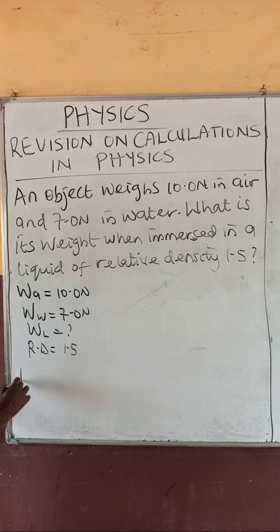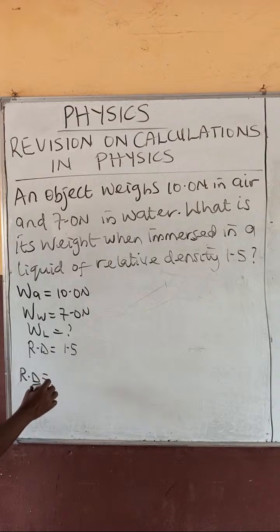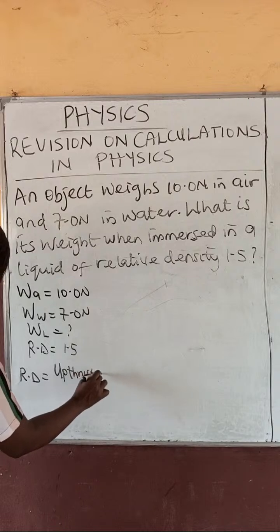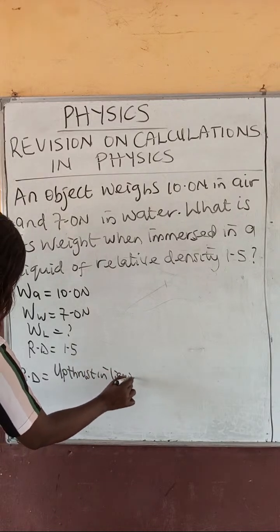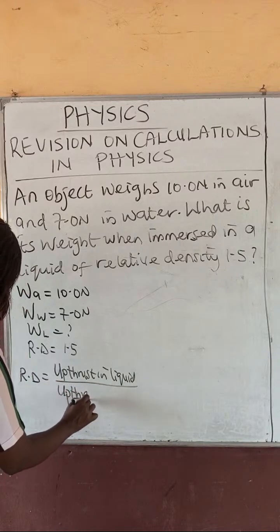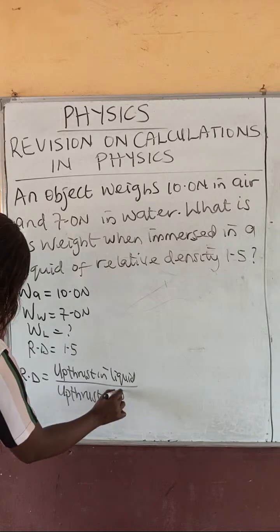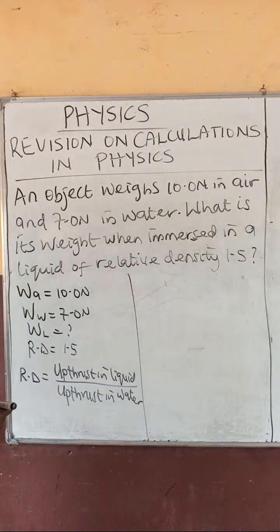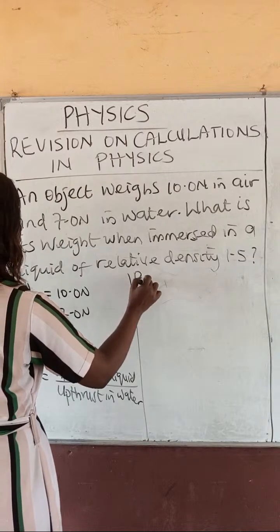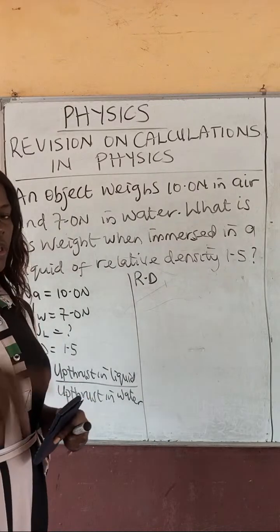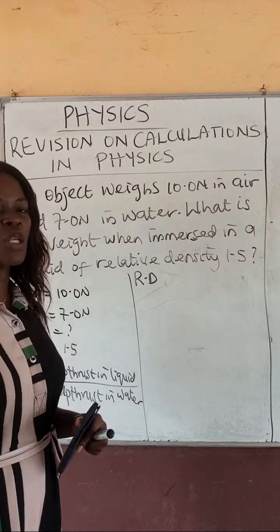Let me just write it by saying relative density is equal to upthrust in liquid divided by upthrust in water. Now, if I go down to solve, you also remember that upthrust is the upward force that acts on anybody that is immersed in a liquid.